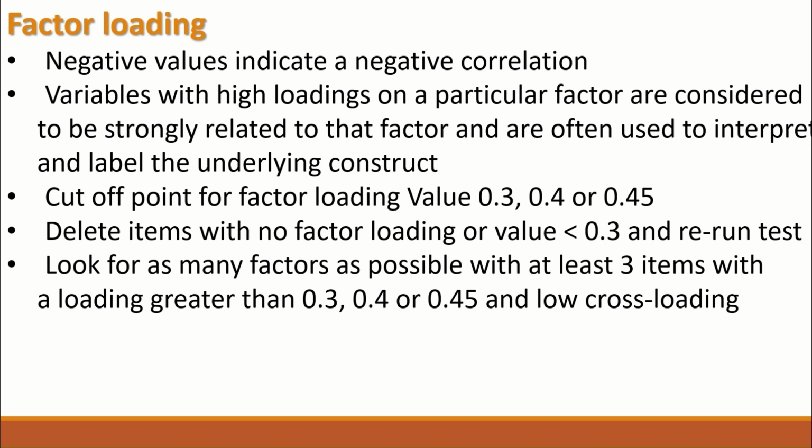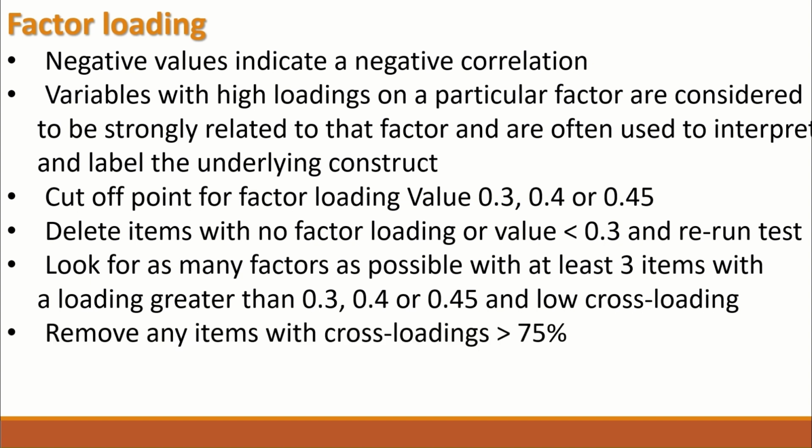So look for any factors that have at least 3 items with a loading greater than 0.3 or 0.4 or 0.45 and low cross loading. So the cutoff point for the factor loading can be determined, whether it's 0.3. Some researchers prefer 0.3, some researchers make it more stringent and use 0.4, and others even more stringent by using the cutoff of 0.45. Remove any items with cross-loading of greater than 75%.